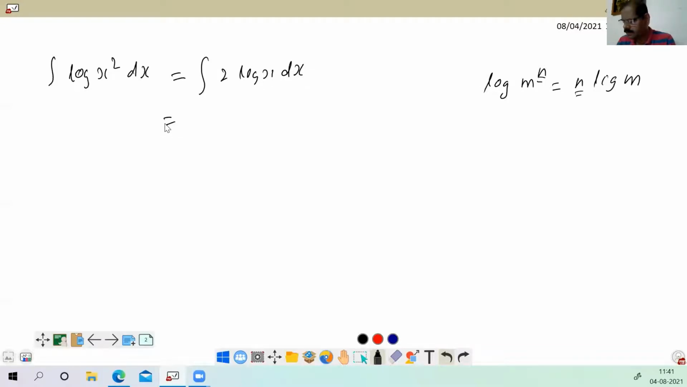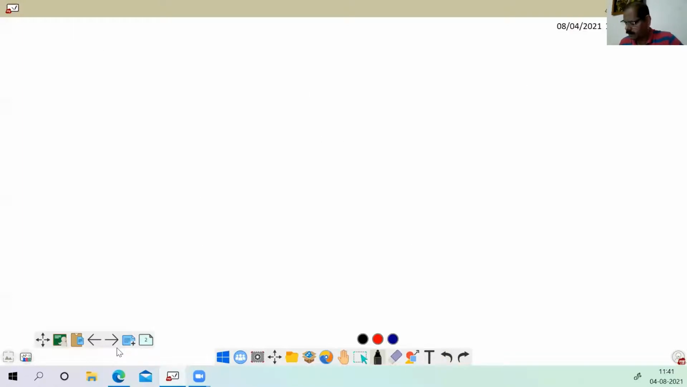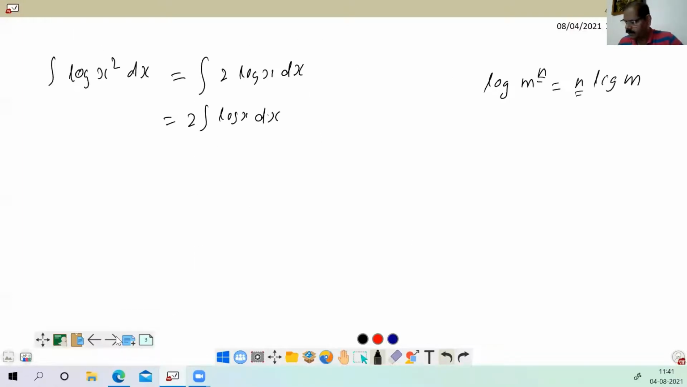Again, using the basic principle of integration, this constant 2 can be taken out from this integral, 2 into integral log x dx. So again, we have to integrate log x using the integration by parts method. We have already done this problem. We have already solved integral log x dx. So integral log x dx is equal to x into log x minus 1 plus c. So here, 2 into x into log x minus 1 plus c.